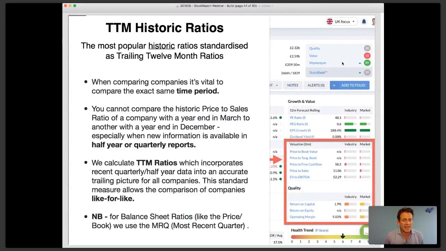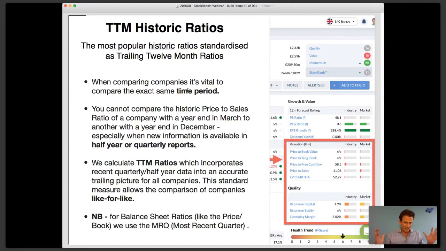But we also do the same thing on our trailing ratios. Most published data will give you a PE ratio, which is historic. And again, it would be in the last trading year. And of course, if the company's 350 days through its year, it's not much use knowing what the earnings were nearly 12 months ago, because you're nearly rolled on to the forecast. And also, they may have reported quarterly or interim data since.